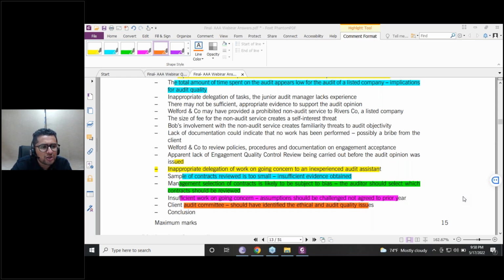Daniel Razak has asked a question: how many issues need to be identified to score 15 marks? In order to get 15 marks, you have to discuss 15 things. Out of those 15 things, there will be certain what and why points, and there will be certain how points. Daniel, is this clear?